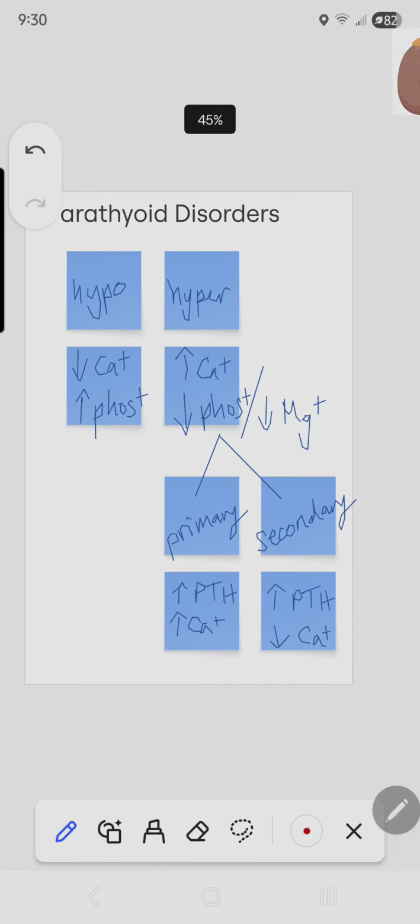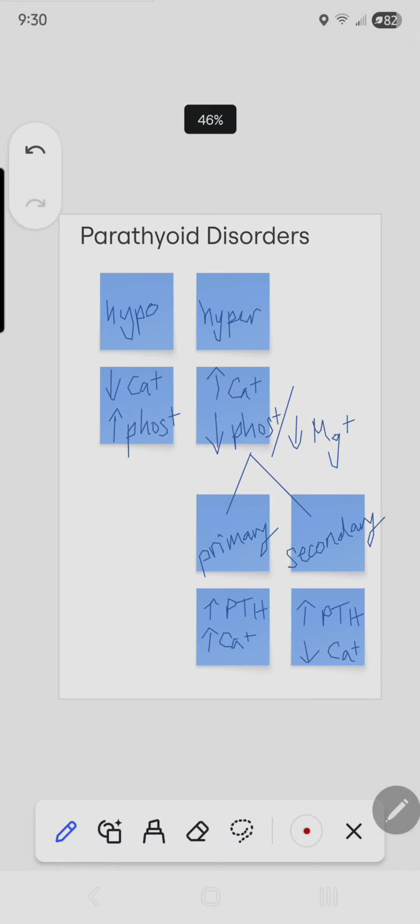Your parathyroid glands, kind of similar. Those can have either too little or too much of the hormone floating around. Too little, you're going to get decreased calcium and decreased phosphorus. Too much parathyroid hormone, you can get an increased calcium, decreased phosphorus, and decreased magnesium.